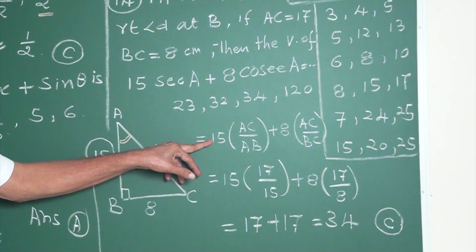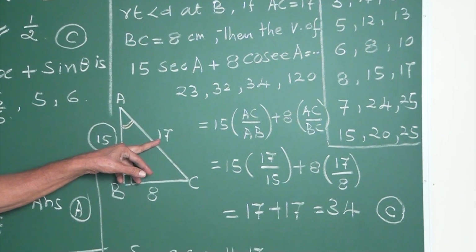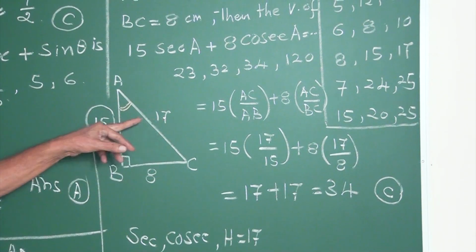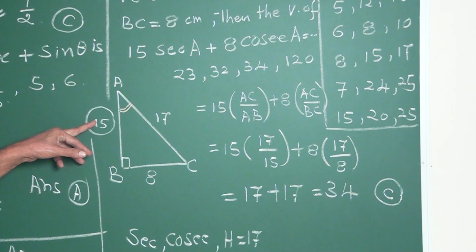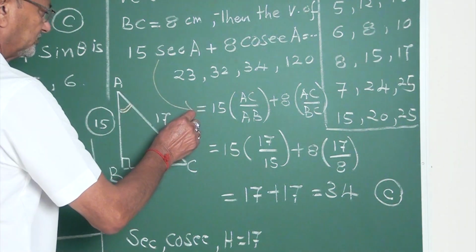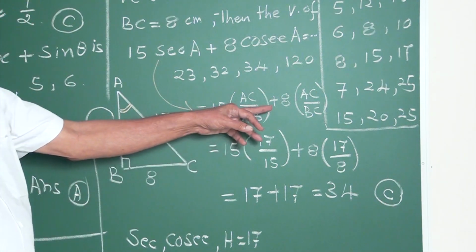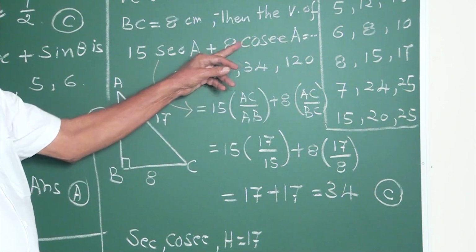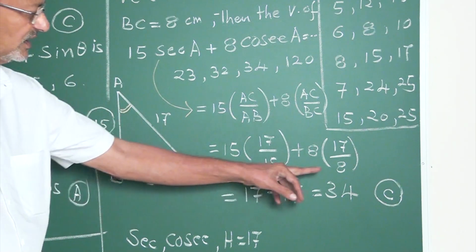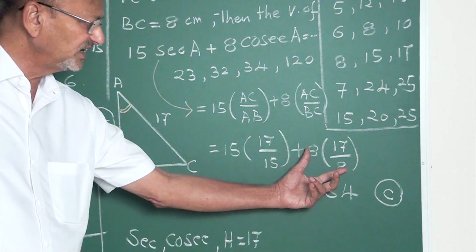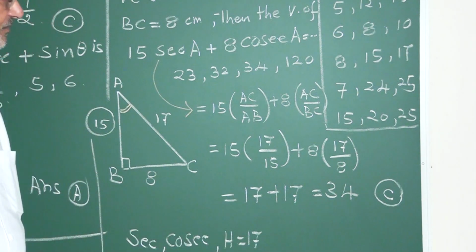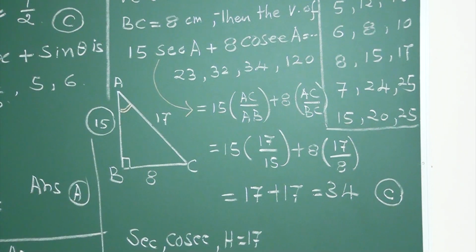15 sec A. What is sec? Hypotenuse upon adjacent side. It is 17 upon 15. Plus 8 into cosec, once again, hypotenuse upon opposite side, 8. 15 cancels, 8 cancels, you get what? 17 plus 17 is 34. The answer is 34.